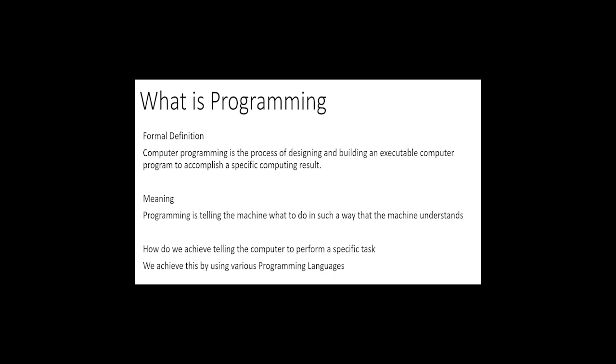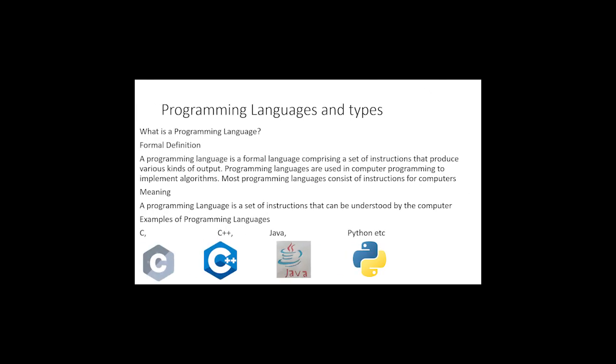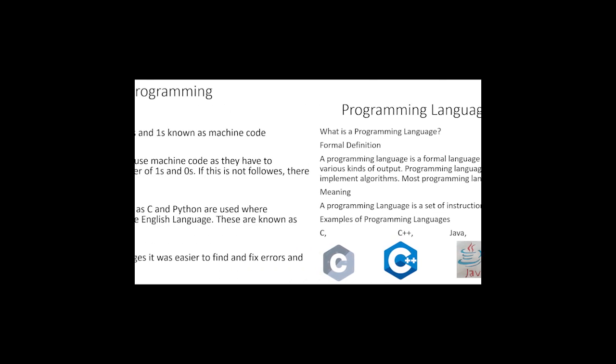So how do we do this? We do this by using various programming languages and types. So a programming language, the formal definition is a formal language comprising a set of instructions that produce various kinds of outputs. Programming languages are used in computer programming to implement algorithms. Most programming languages consist of instructions for computers. So what this means is a programming language contains a set of instructions that can be understood by the computer. Examples of programming languages include C, C++, Java, and Python.